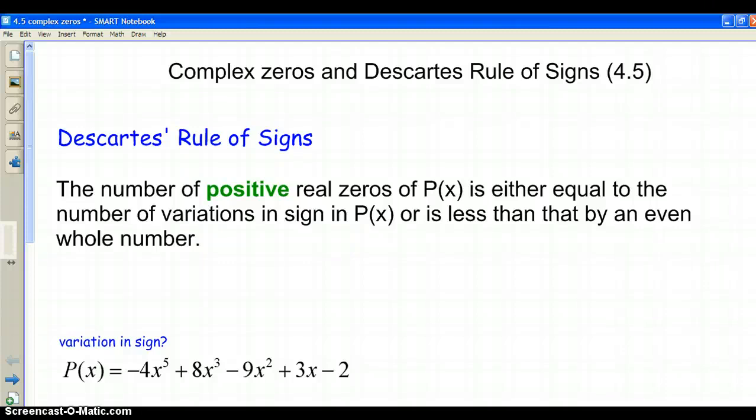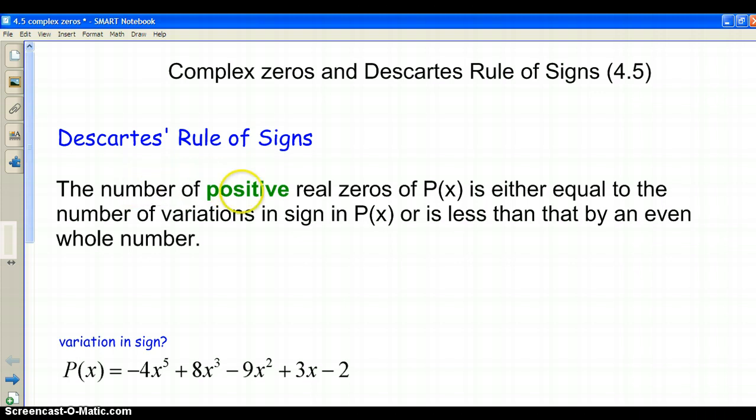Okay, some of you may have already done Descartes' rule of signs. If you're getting it already, you can skip this first part of the screencast. But this is kind of a strange thing we do. It's something that Descartes came up with, and before calculators, it was pretty helpful. Now that we have calculators, this isn't the most helpful theorem around. But we are going to go over it, and there are some nice things about this theorem.